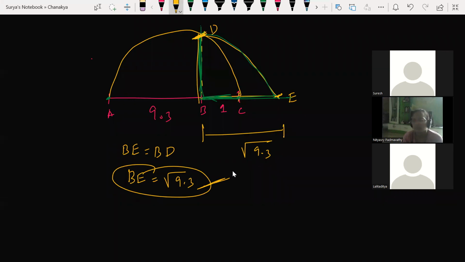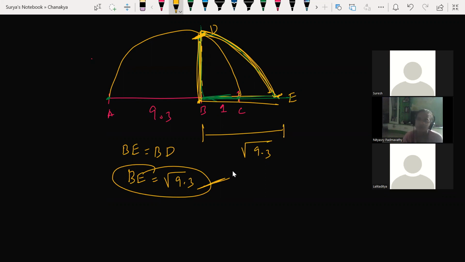I'm drawing this DE, beta. Look at this here. I'm drawing an arc with the length which you have here. From this point, I'm drawing an arc such that this BE is equal to BD. Is it clear? Yes, sir. So the radius is BD to draw the second arc. Exactly, the radius is BD.